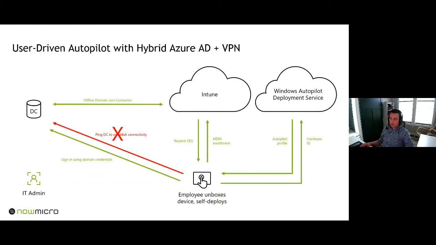And that's the high-level look at hybrid Azure AD join with Autopilot. So again, if possible, the preferred deployment is to use Azure AD only, as there's much less complexity and no requirement for an always-on VPN connection. But if you do need the hybrid functionality, the option is there.